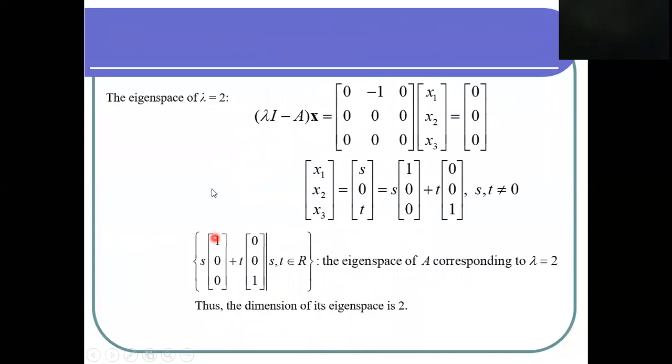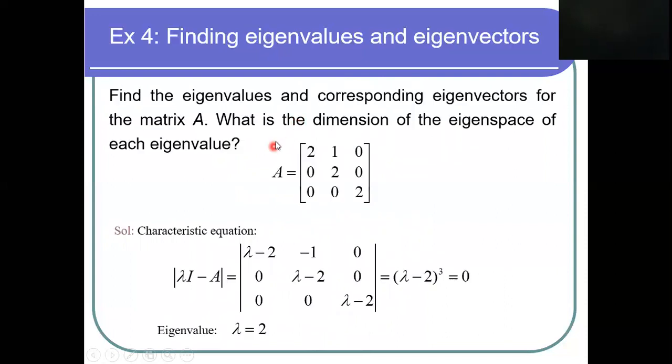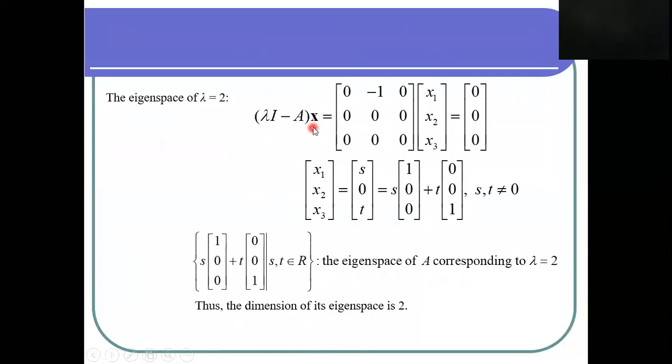So the eigenspace of lambda equal to 2 is given by 2I minus A. You have to put the value of lambda over here, multiply this 2 with the 3 by 3 identity matrix, and then subtract matrix A from it, which is this 3 by 3 matrix. So ultimately, X is x1, x2, x3, and this is a homogeneous system of equations. If you solve it, you have two free variables, s and t.